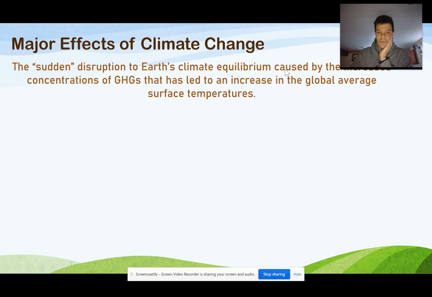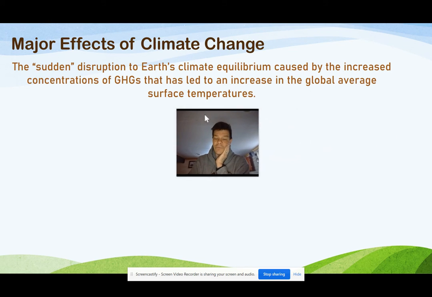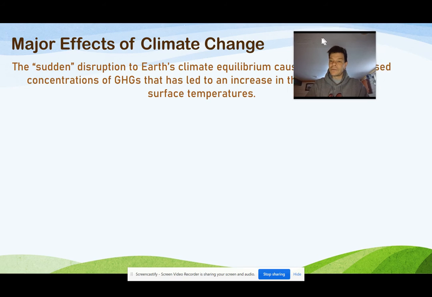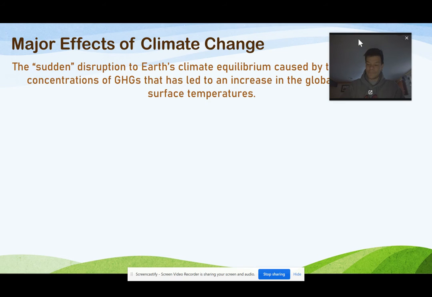is when we have a sudden disruption of the Earth's climate equilibrium caused by more greenhouse gases that lead to higher average surface temperatures. We've been talking about this for 3 weeks. You guys know this already. We put more carbon dioxide and other greenhouse gases into the atmosphere, and the average temperature of the Earth is increasing. The problem, remember, is that it's increasing very rapidly. But there are some other effects as well.